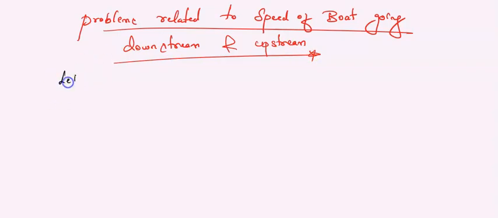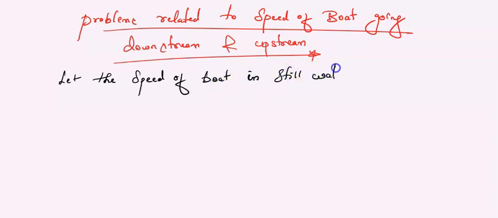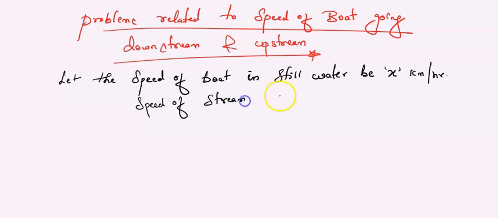Very simple. Observe here. We are assuming let the speed of the boat in still water be x kilometer per hour. You have to assume the speed of the boat in still water, x kilometer per hour. Similarly, speed of stream be y kilometer per hour. The speed of boat in still water is x kilometer per hour. Speed of the stream will be y kilometer per hour.